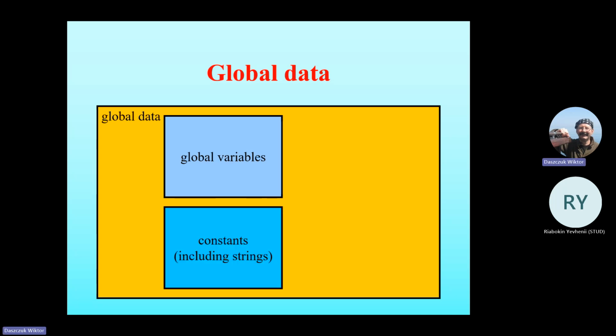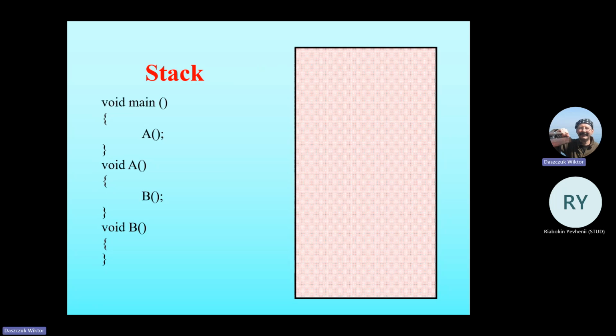Global variables. Typically in the global data area, there are global variables and constants. When we write hello world, this hello world text is put in the global area. And a stack. We have some structure of subroutines. Main is allocated by the operating system partially.